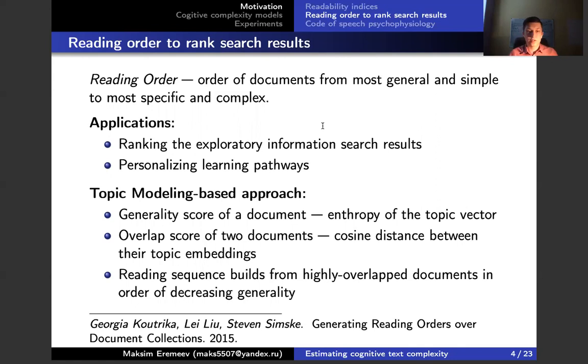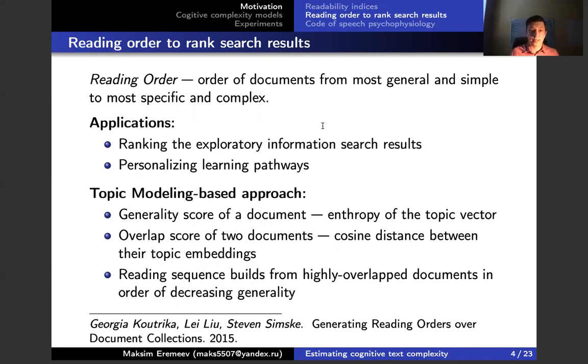One of the approaches featured in 2015 describes a greedy algorithm based on 2 statistical features: the generality of a document, calculated as an entropy of the embedding from the topic model or the topic vector, and overlap, the measure of semantic proximity of 2 documents. For example, it can be a cosine distance between topic embeddings.